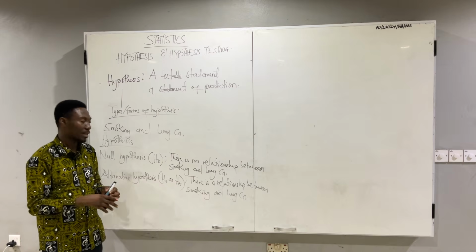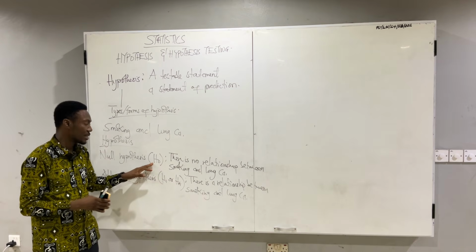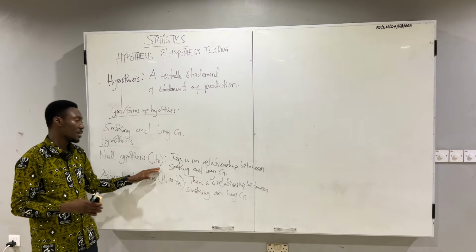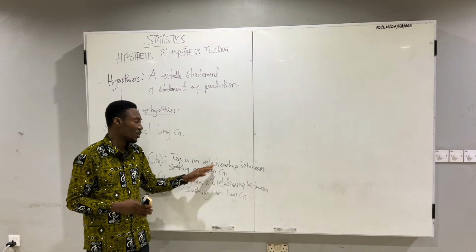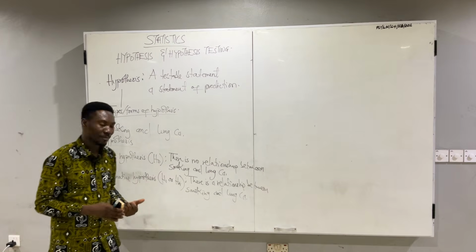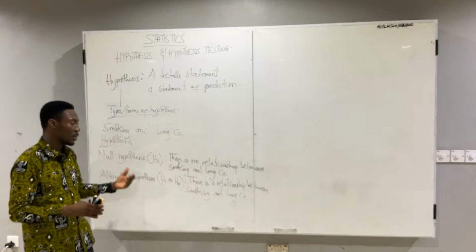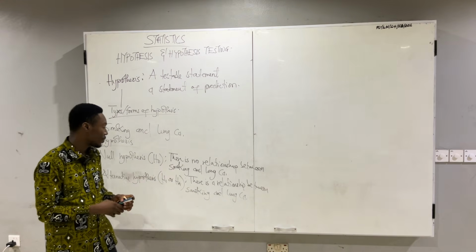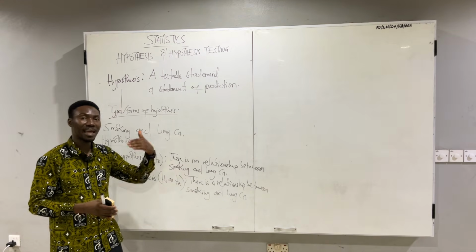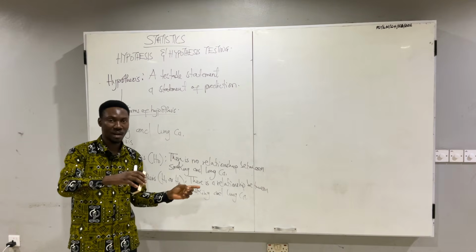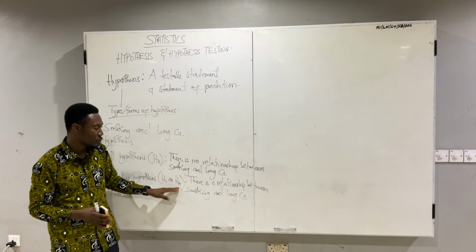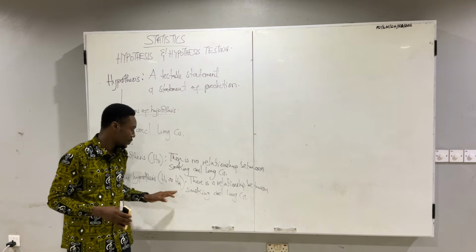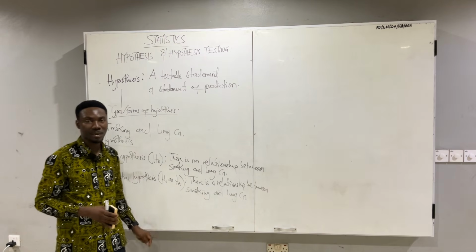So when we give you two variables and we ask you to write the hypothesis, you are going to state two hypotheses. The null hypothesis, which is the H naught, and the alternative hypothesis. The null hypothesis, you are just going to write, there is no relationship between smoking and lung cancer. The alternative hypothesis, you are going to write, there is a relationship between smoking and lung cancer. So you see that this one is establishing there is no relationship, and this one is establishing that there is a relationship between the variables.